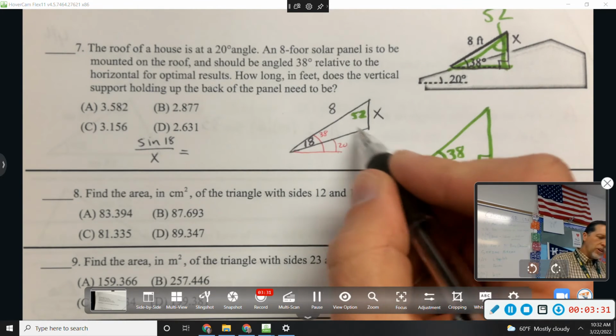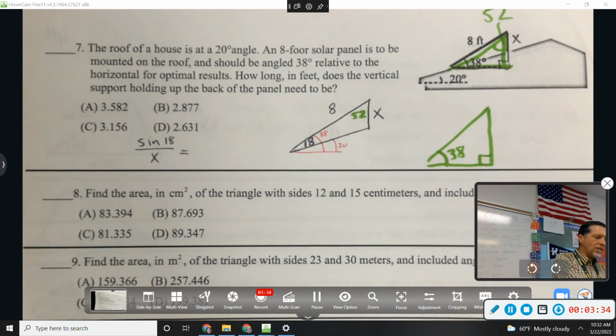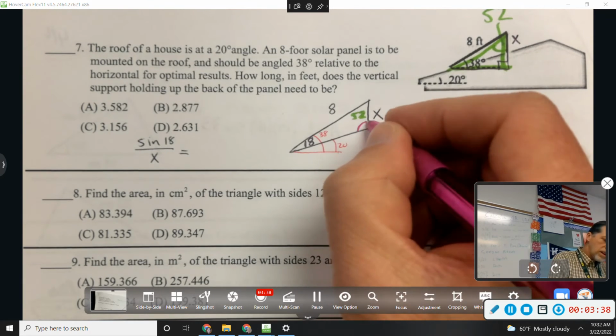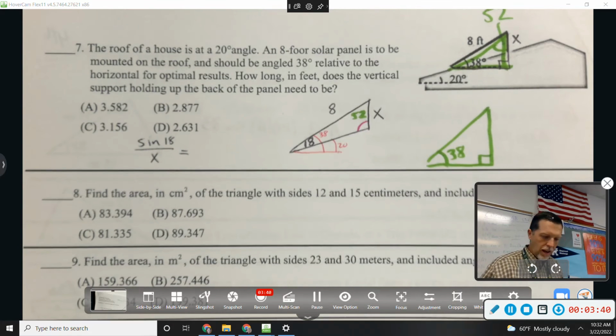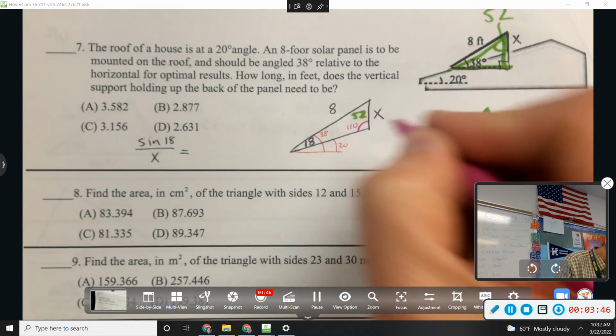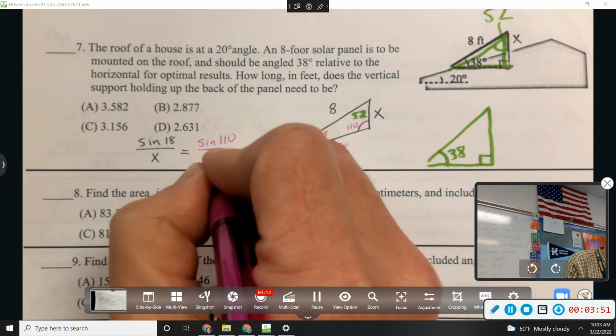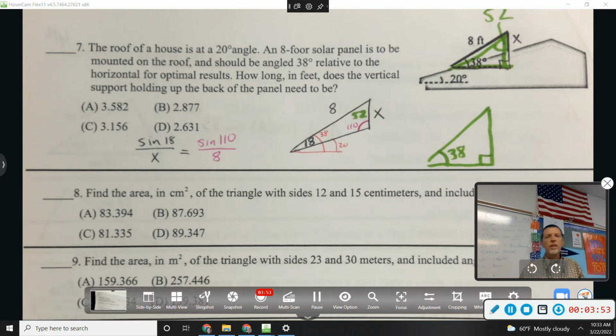How about who's across from 8? How can I figure out that angle? Yeah, so 180 minus 18 minus 52 is 110. Sine of 110 over 8. That's the kind of trickery that we need to be able to do.